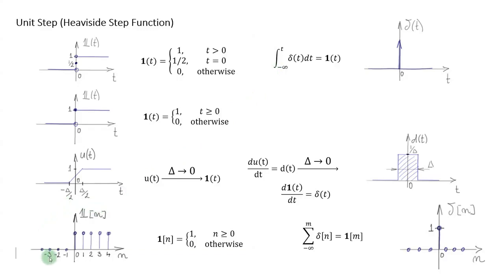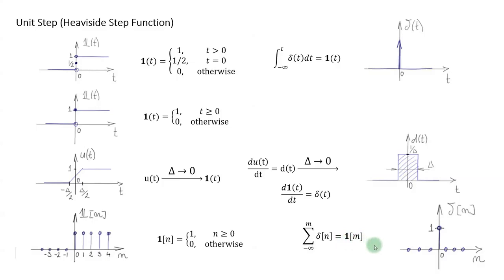Last, this is the definition of the discrete unit step. It's very simple. It is 0 for negative values of n, and it is 1 for positive values of n. So this is how you can write it mathematically. The discrete unit step is 1 for positive values of n, and it is 0 otherwise. Similar to this expression, here we can write that when we take the sum from minus infinity to m of the discrete Dirac delta pulse, we will get the unit step.